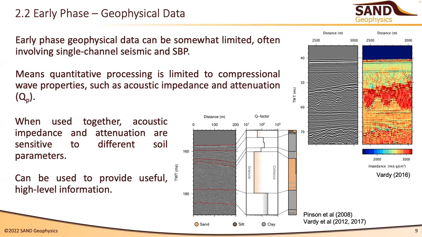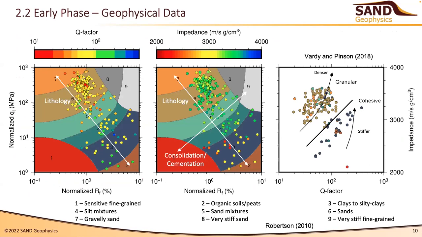So it's not ideal, in that it's very unlikely we'll be able to get at shear wave properties directly. But when used together, acoustic impedance and attenuation are sensitive to different soil parameters. So we can use them in conjunction to provide some very useful high level information. And on the next slide, I'm going to outline very briefly, at a high level, how we do that. That's one way of doing that. So this slide's quite complicated. There's quite a lot of things going on here.